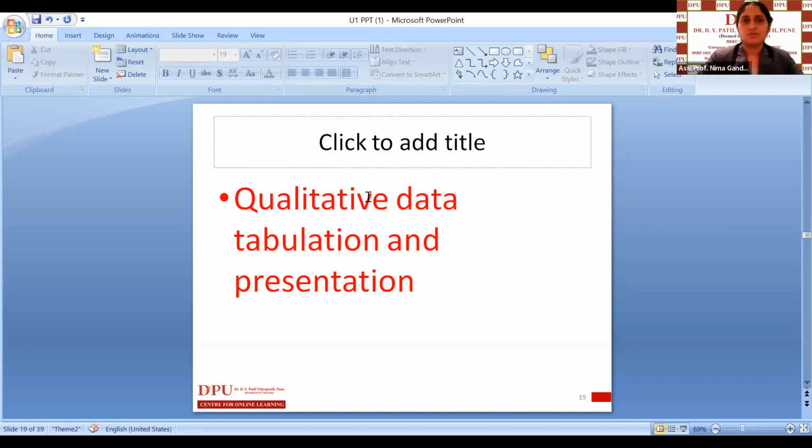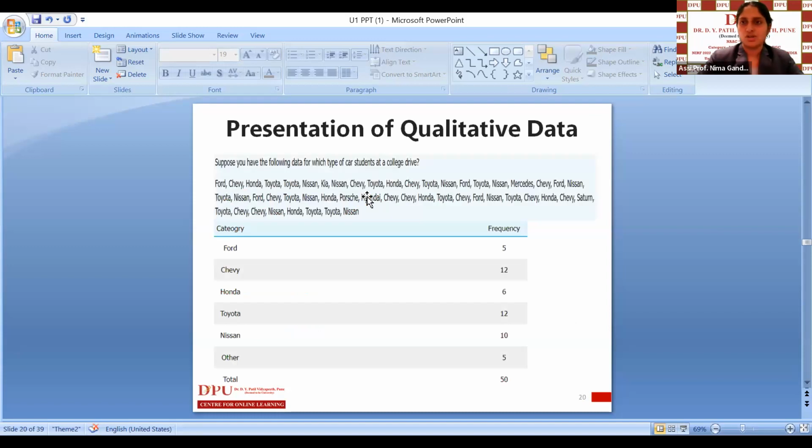So now we'll come to the qualitative data tabulation and presentation. We'll stop for today here. From next session, I shall continue with this. We are still in unit 1.